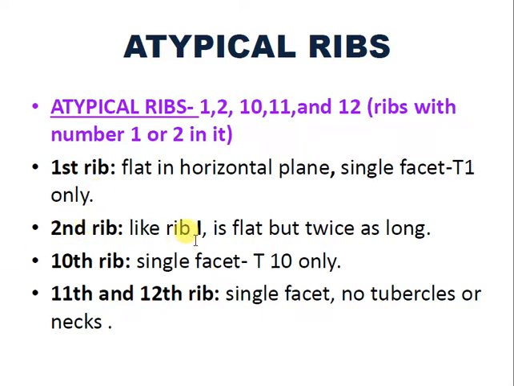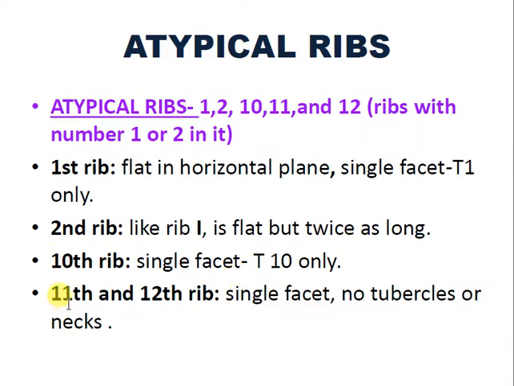The second rib is like rib 1. It is flat but twice as long, and again it has a single facet. Then the third rib has two facets, the third vertebra and the fourth one. From there, the tenth rib has a single facet, T10 only. That's why it is atypical.